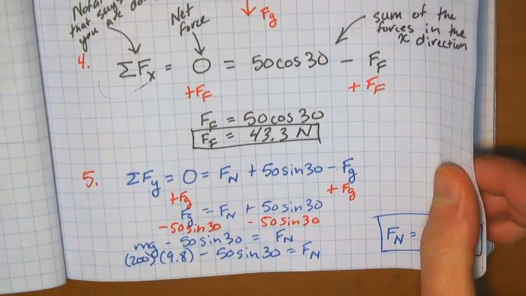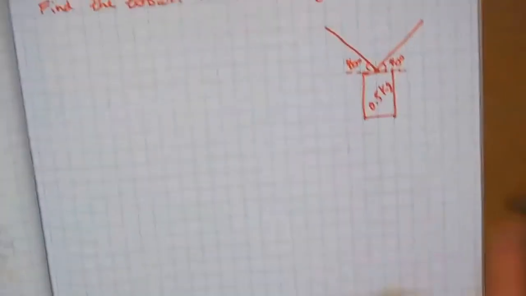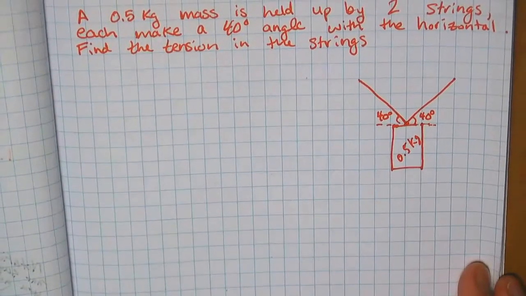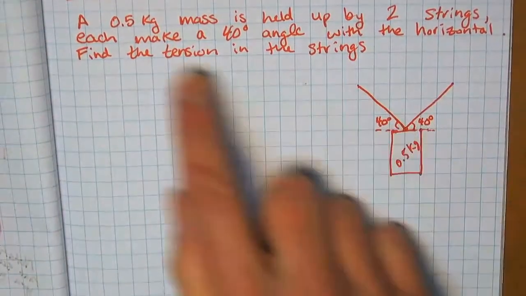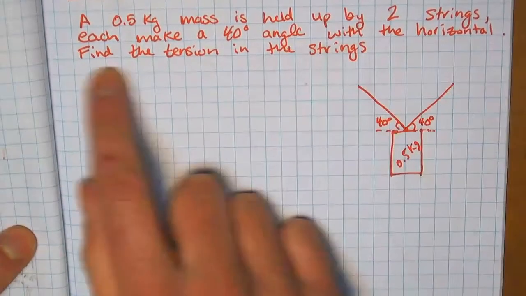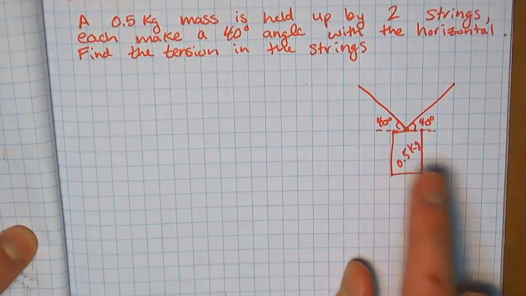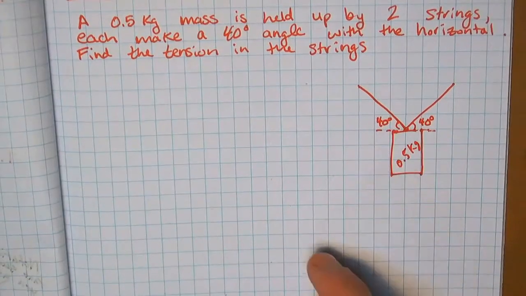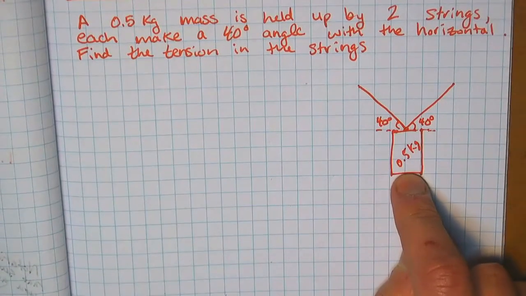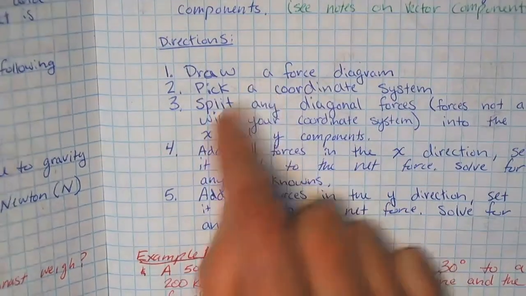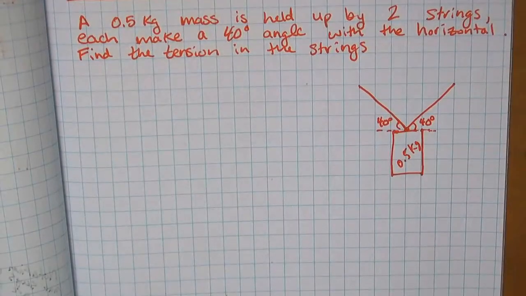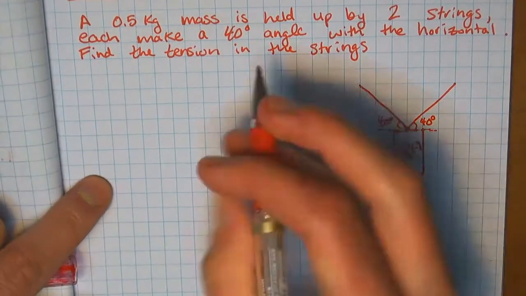Okay, let's keep going. Let's go ahead and do example 2 as well. A 0.5 kilogram mass is held by two strings, each make a 40-degree angle with the horizontal. Find the tensions in the strings. So here's my little picture. This is a 0.5 kilogram mass. We got our two strings there. So let's go ahead and follow our directions. Step 1, draw a force diagram. Okay, so let's go ahead and draw a force diagram for the mass.